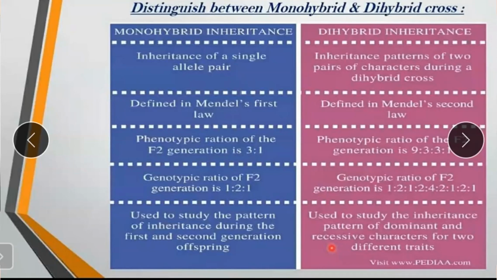Then in monohybrid inheritance, the phenotypic ratio of the F2 generation is 3:1.